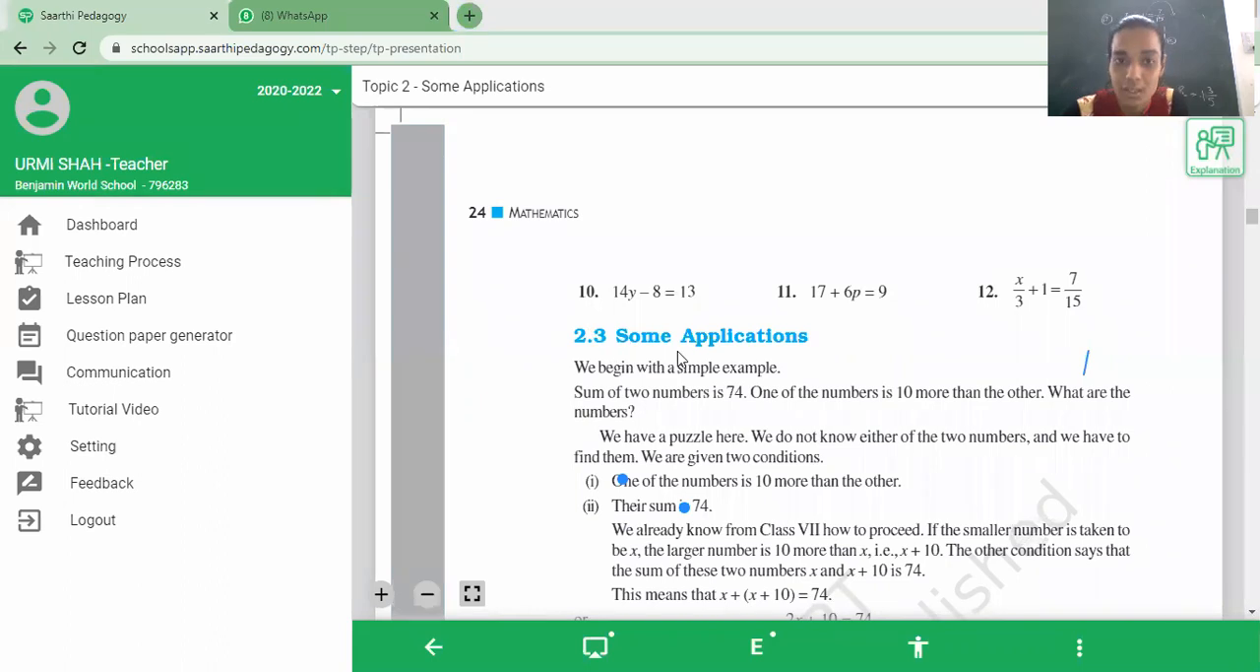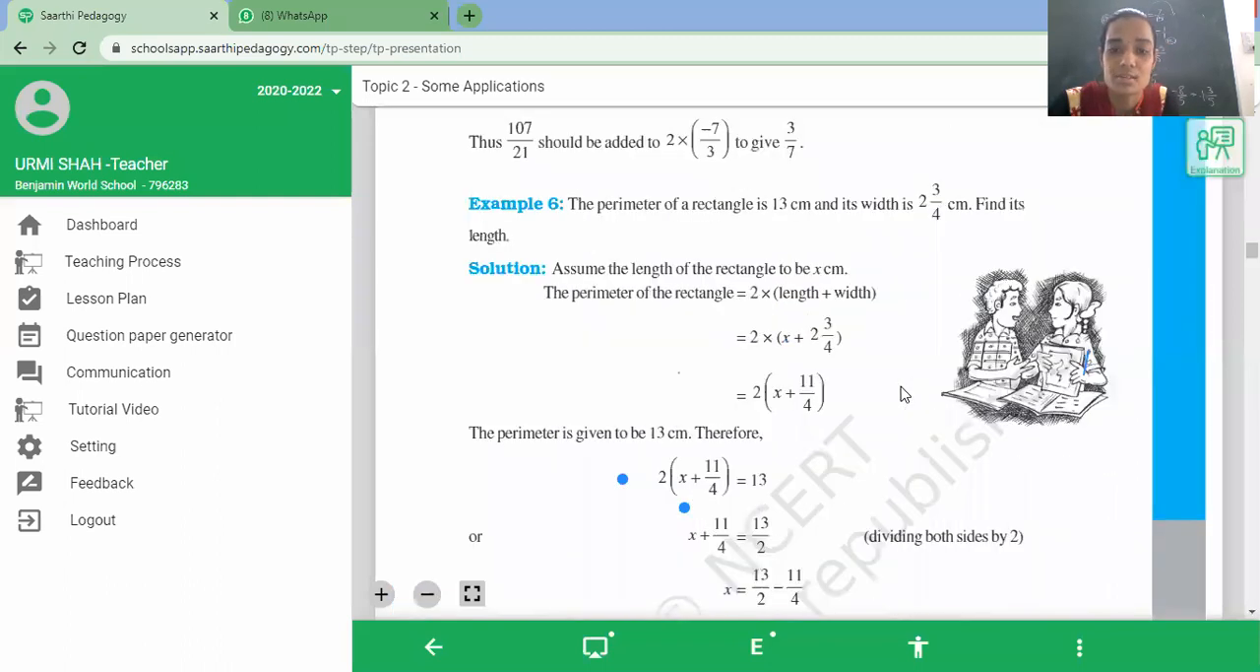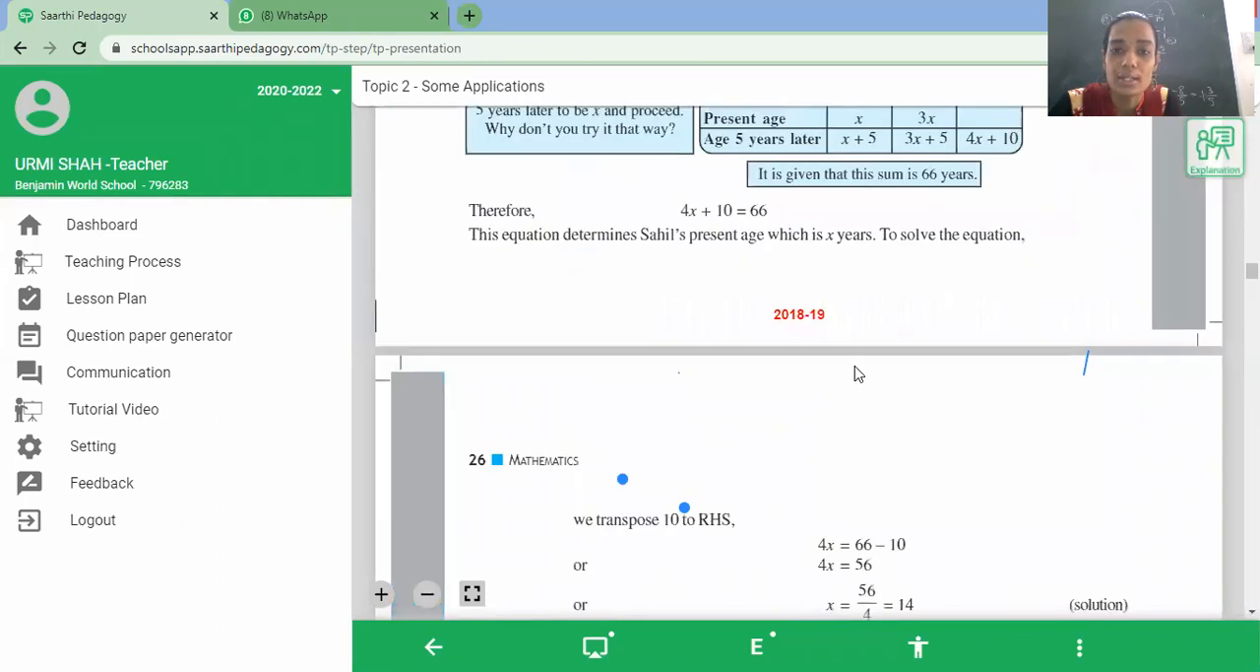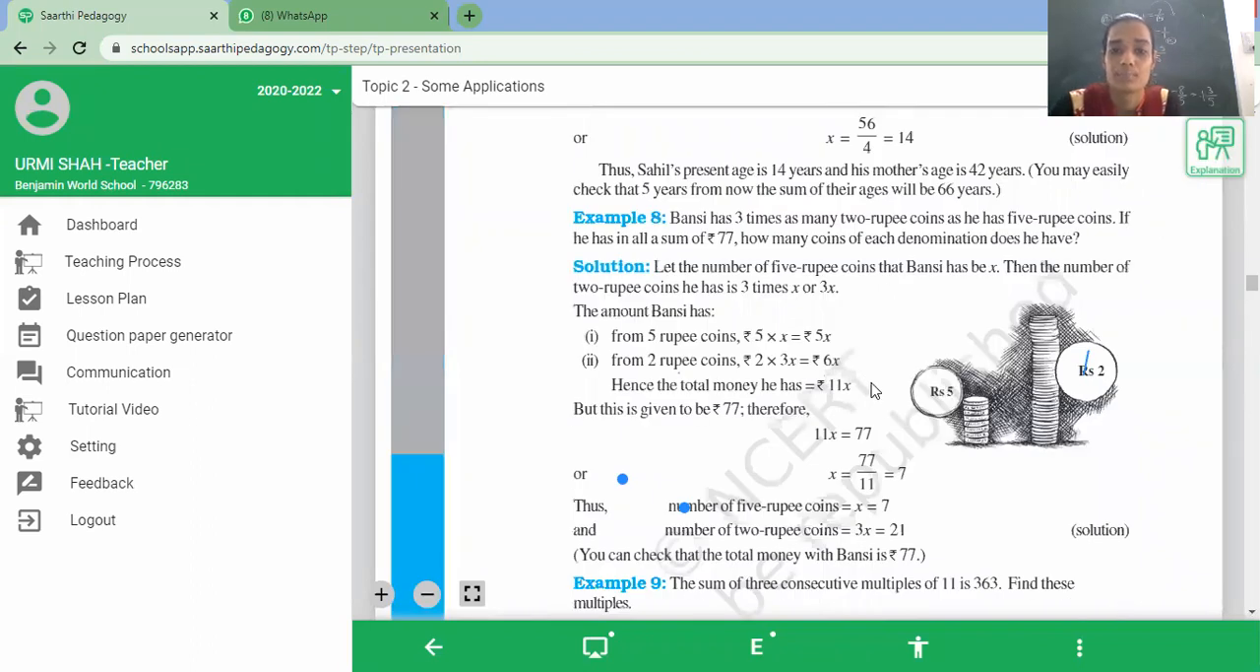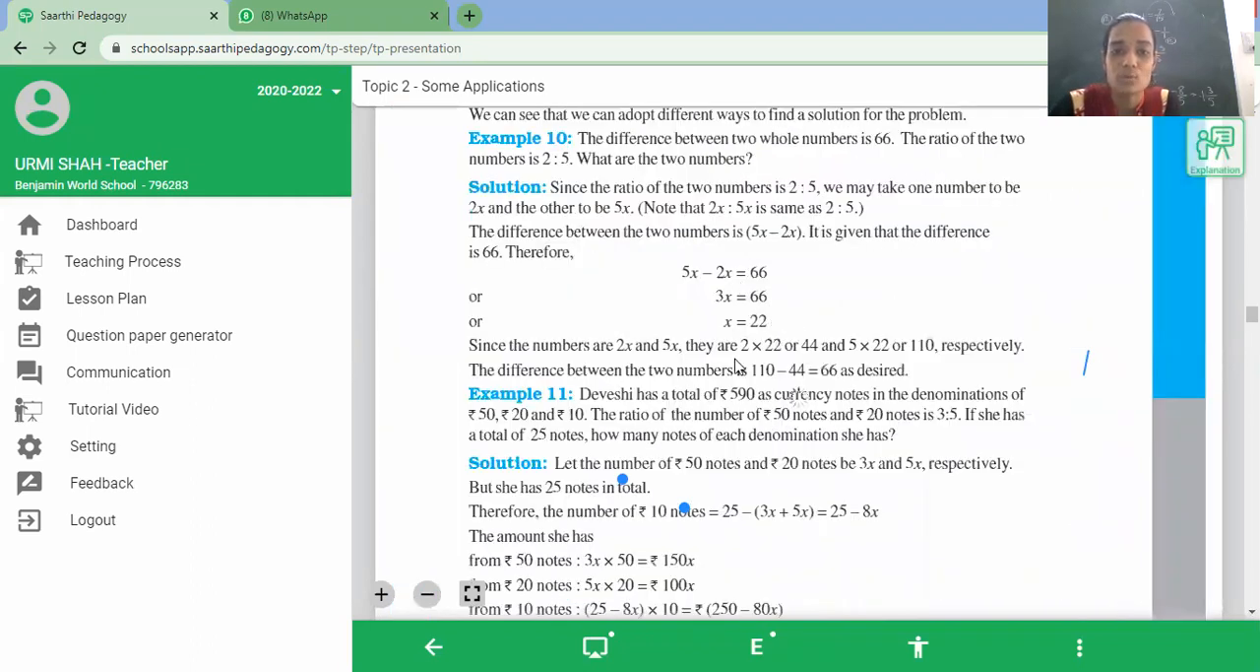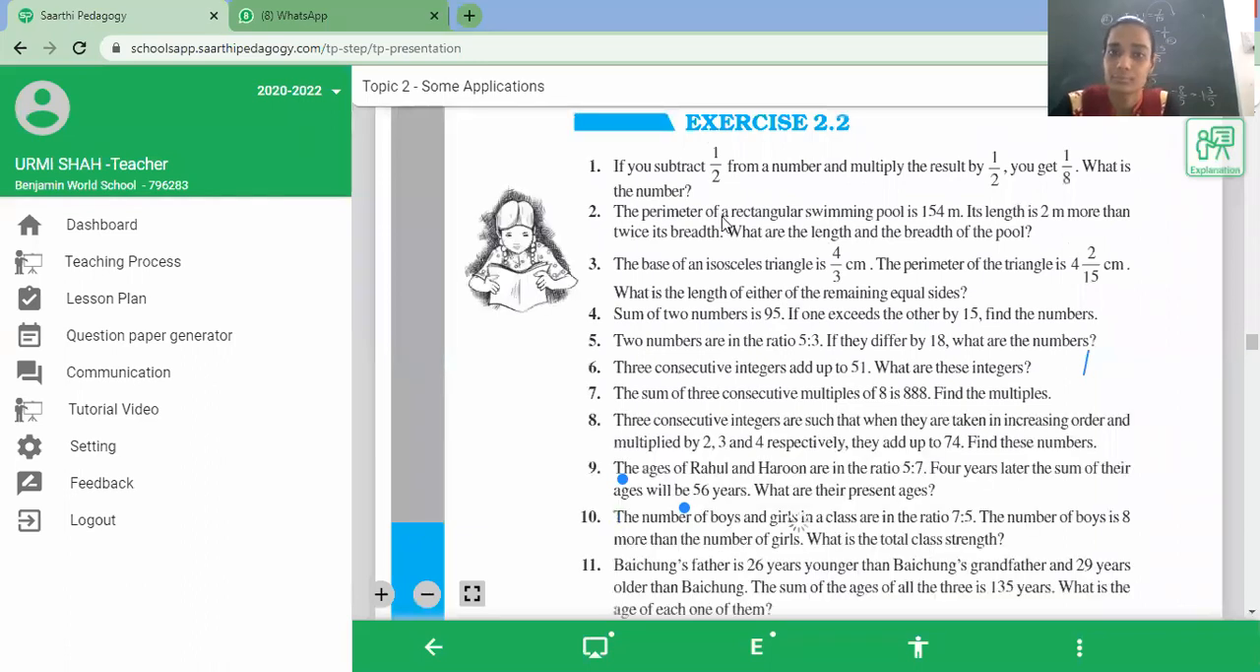Now we are moving ahead to the next class. Some application. In the first exercise 2.1 we had equations given in linear form. Now we have to make the linear form and then solve it, like word problems given to us. So we are directly moving on to exercise 2.2. Many sums are there, so we have to move a little bit fast, okay everyone.